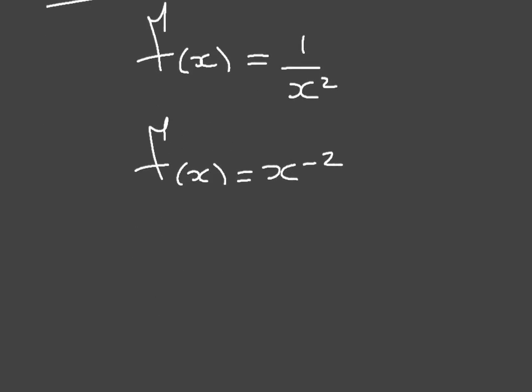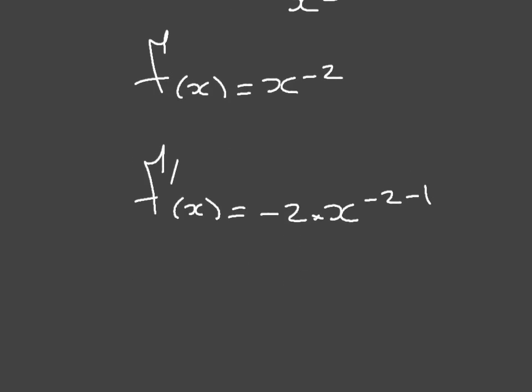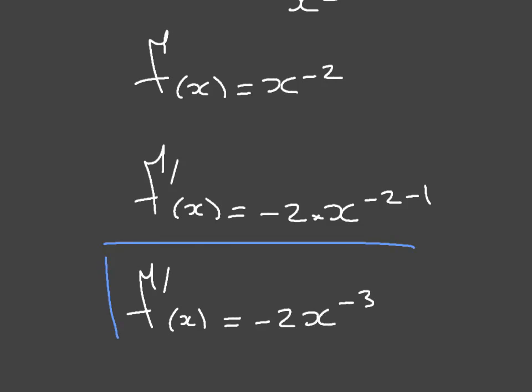And we can go right ahead and say that f dash of x is equal to negative 2 times x to the power of negative 2 minus 1. And since negative 2 minus 1 is equal to negative 3, we can write our final answer and say that f dash of x, the derivative, is equal to negative 2 times x to the power of negative 3. And we're done. This would be a perfectly valid final answer.